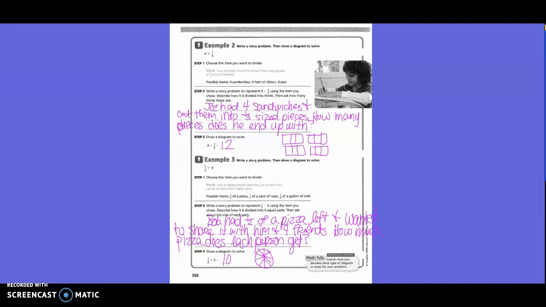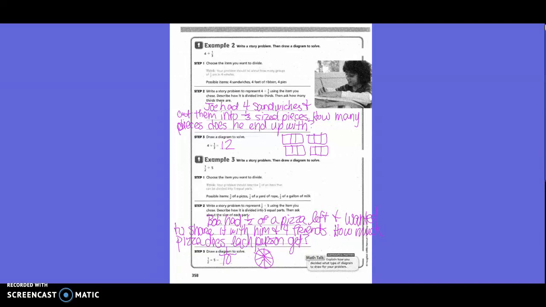So we drew our circle, divided it in half, broke it into 5 pieces, but what you do to 1/2, you have to do to the other half. And then do they get 10 pieces? Yes. No, because they would only get 1/10 of the pizza because it's per person, right?